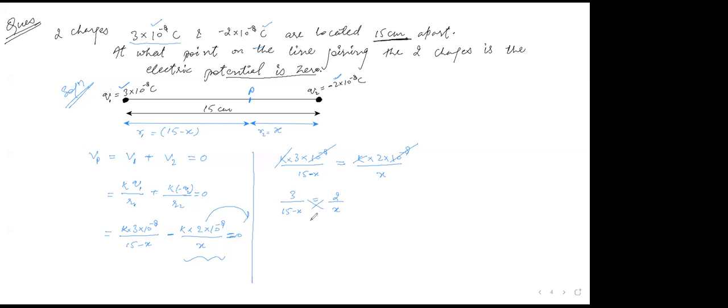And now you can do your cross multiply. This is your 3X is equal to (15 minus X) into 2. You get 3X is equal to 15 into 2, which is 30, minus 2X. After calculation, you transfer this 2X from the right hand side to the left hand side. You get 5X is equal to 30, or X is equal to 30 over 5. Finally, you get X is equal to 6 centimeter. Are you clear?